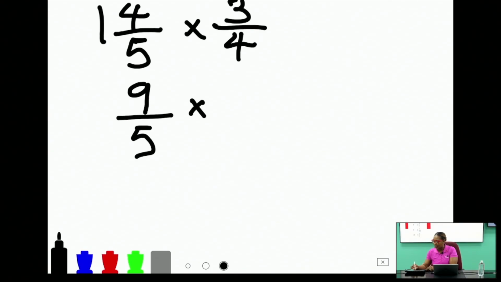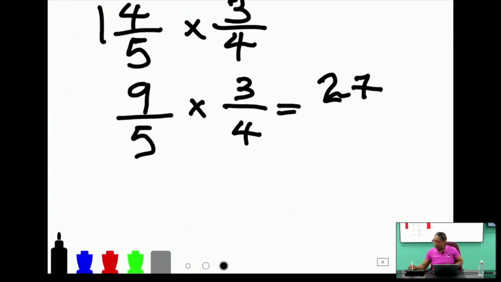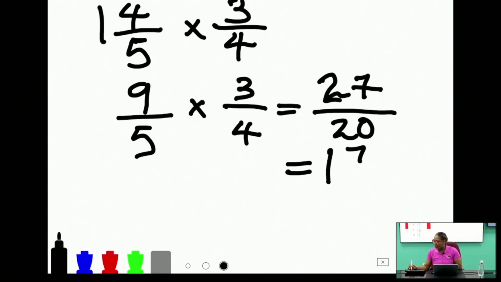9/5 multiplied by 3/4. Is there anything that we can simplify? No. So we continue. I jumped the gun, but let's continue. So it's 3 times 9 is 27, and 5 times 4 is 20. All right, can we simplify this? Yes, 20 goes into 27 one time, and you have 7 left. And the fractional part is 20.